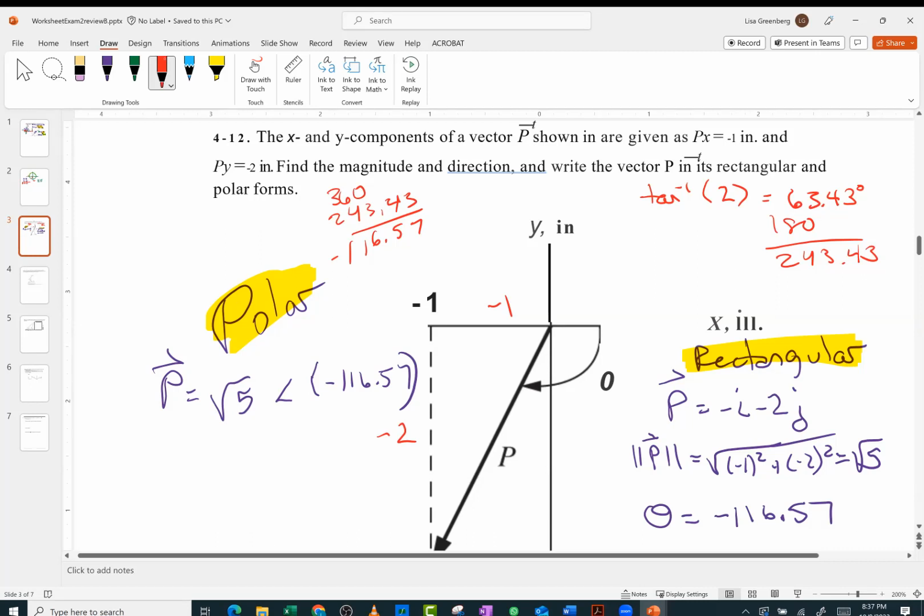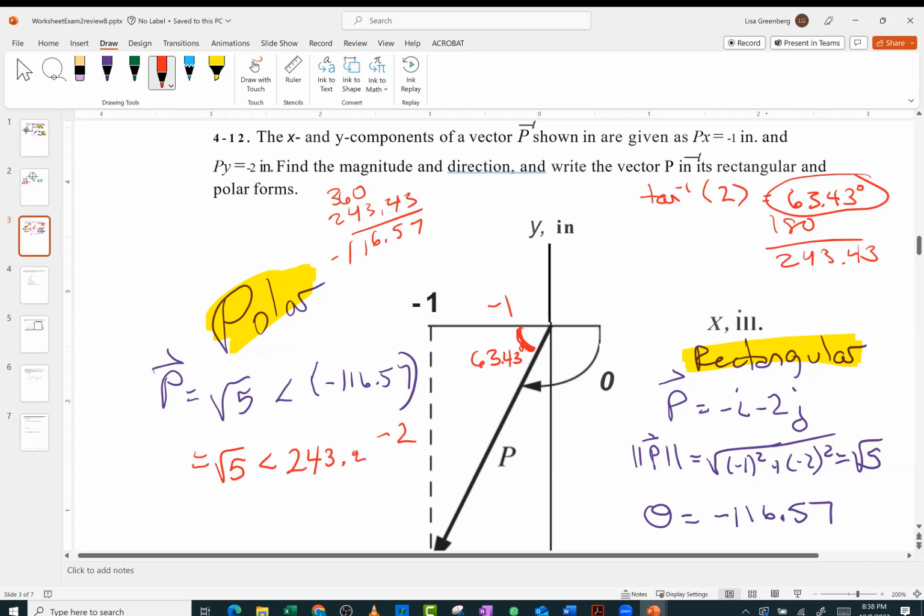So that's a good example of why you have to understand reference angles. Because what you got here, the 63.43, is actually the reference angle here. You could have answered 243.43, by the way. I'd be fine with that. That is what I put for the polar coordinate. I put radical 5 angle 243.43. That's fine.